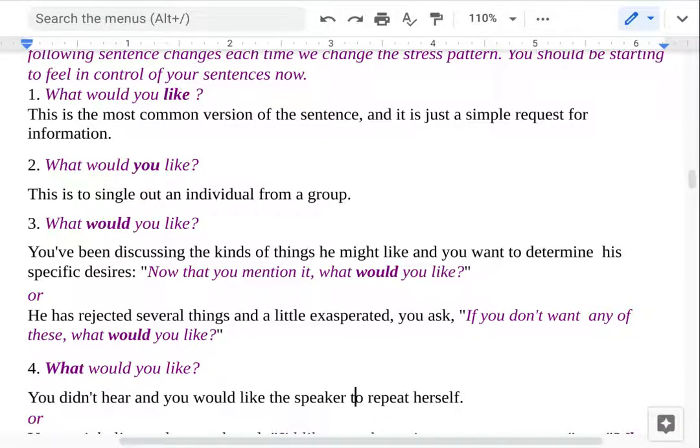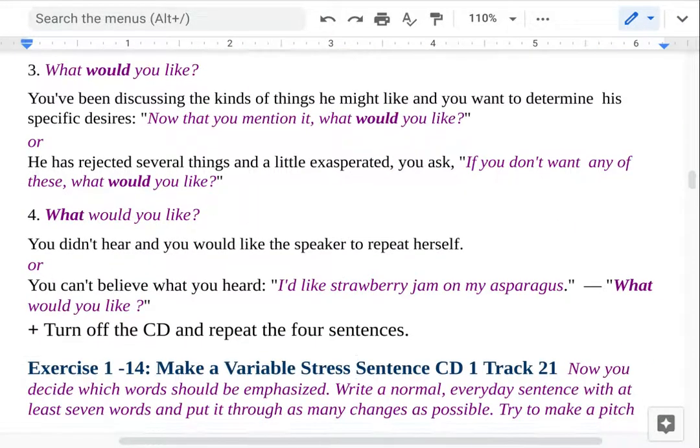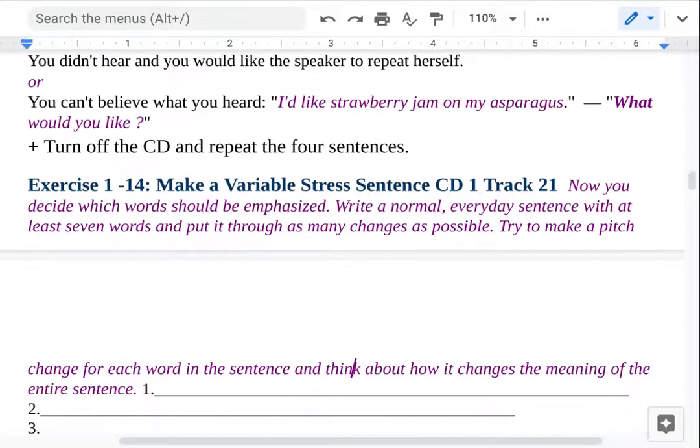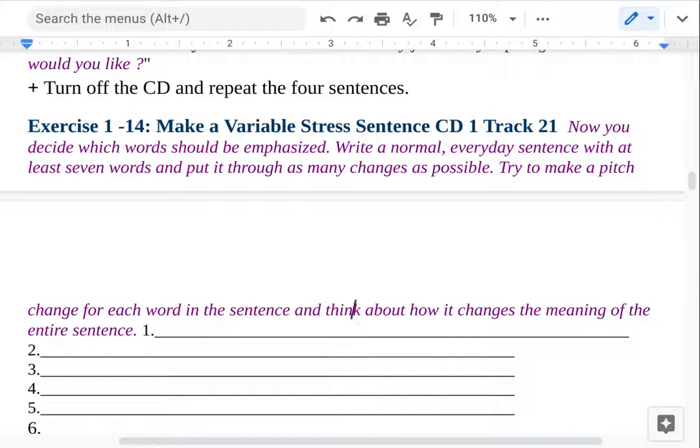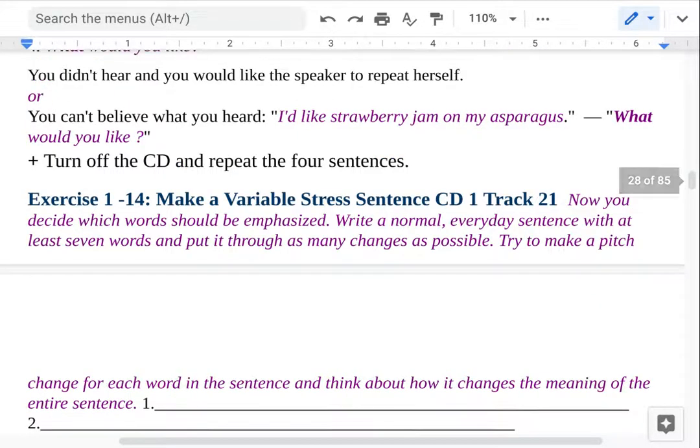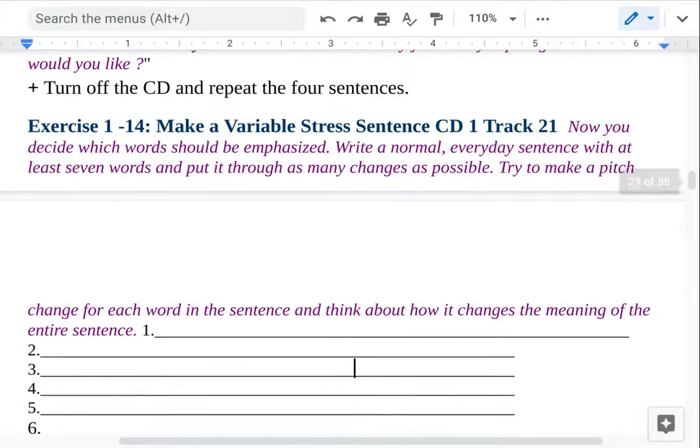Exercise 114. Make a variable stress sentence. Now you decide which words should be emphasized. Write a normal everyday sentence with at least 7 words and put it through as many changes as possible. Try to make a pitch change for each word in the sentence and think about how it changes the meaning of the entire sentence.